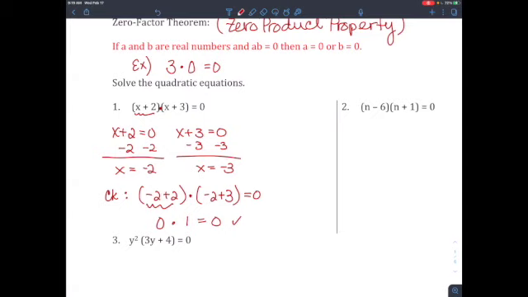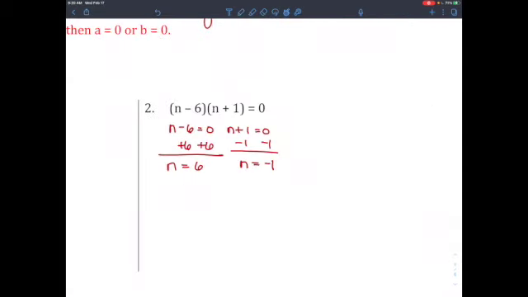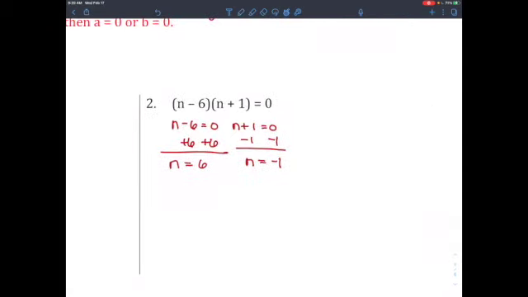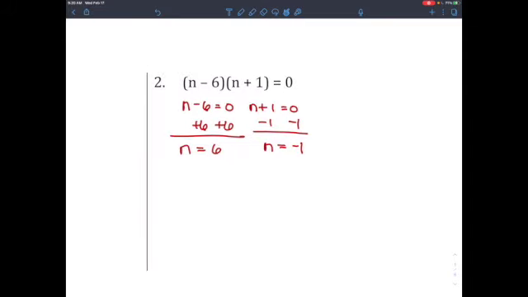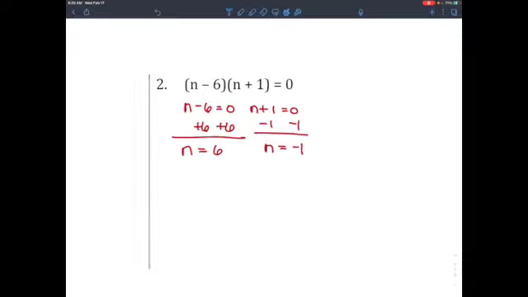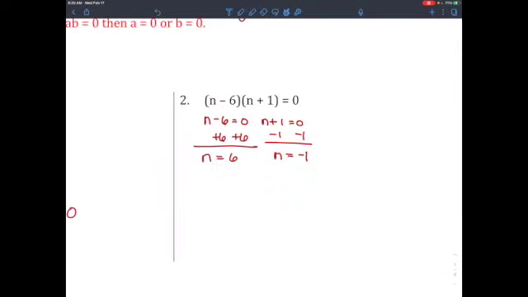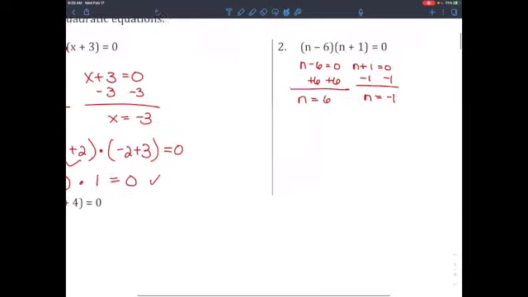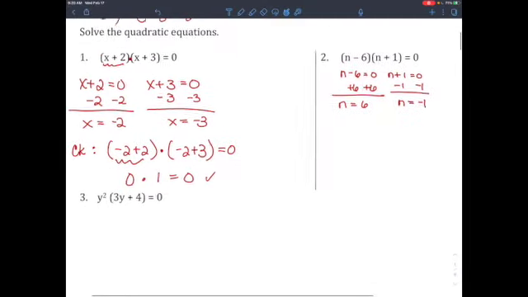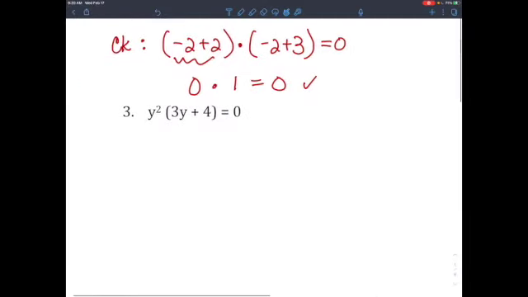Please try number 2 yourself. So for answer number 2, n equals 6 and n equals negative 1. Can I please just switch the sign? Yes, if the letter is 1. I would like you to follow through because we can eventually get fractions. That's a process you should get used to. So that's number 2. Example number 3 has y squared times 3y plus 4.